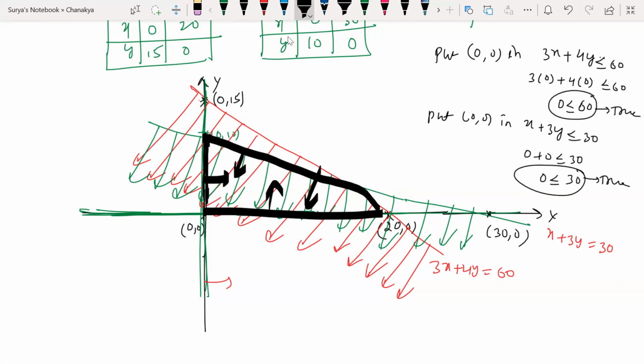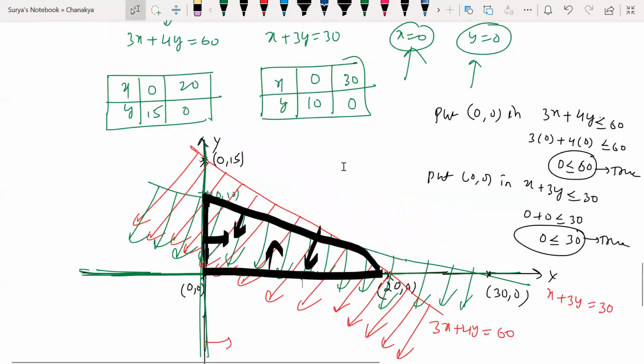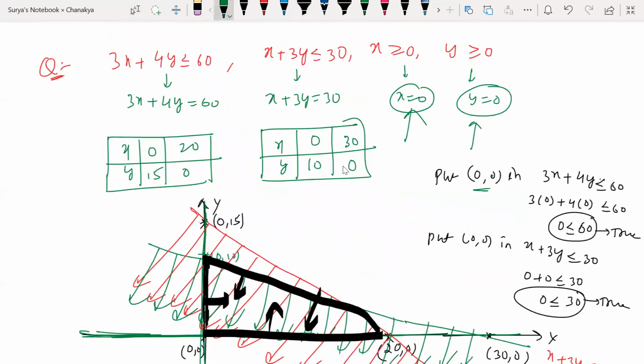Okay. So don't immediately decide the common region. First you draw the solution, then you decide which is the common region. Hope it is clear. Any doubts? Many of you might be thinking, sir, you are substituting 0 here. How are you deciding below the line or above the line? Beta, look at this here.